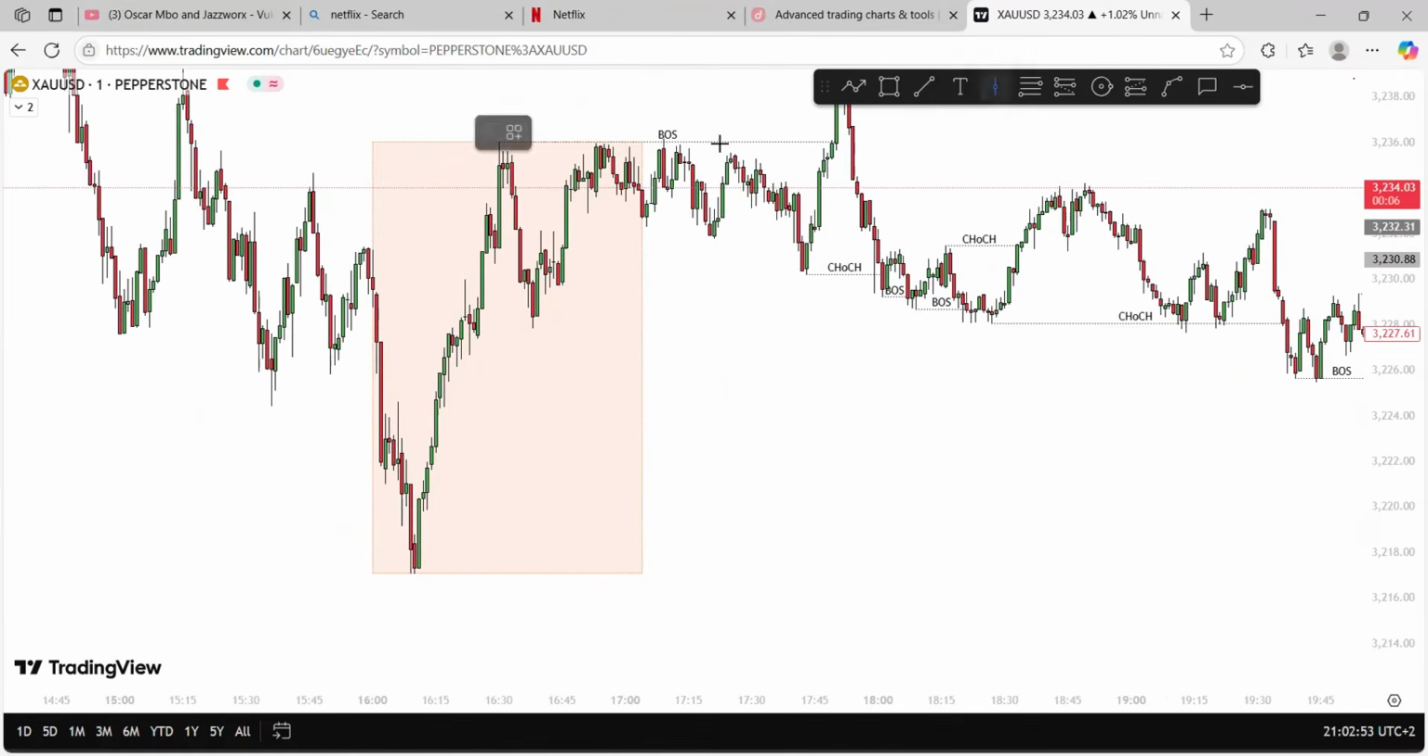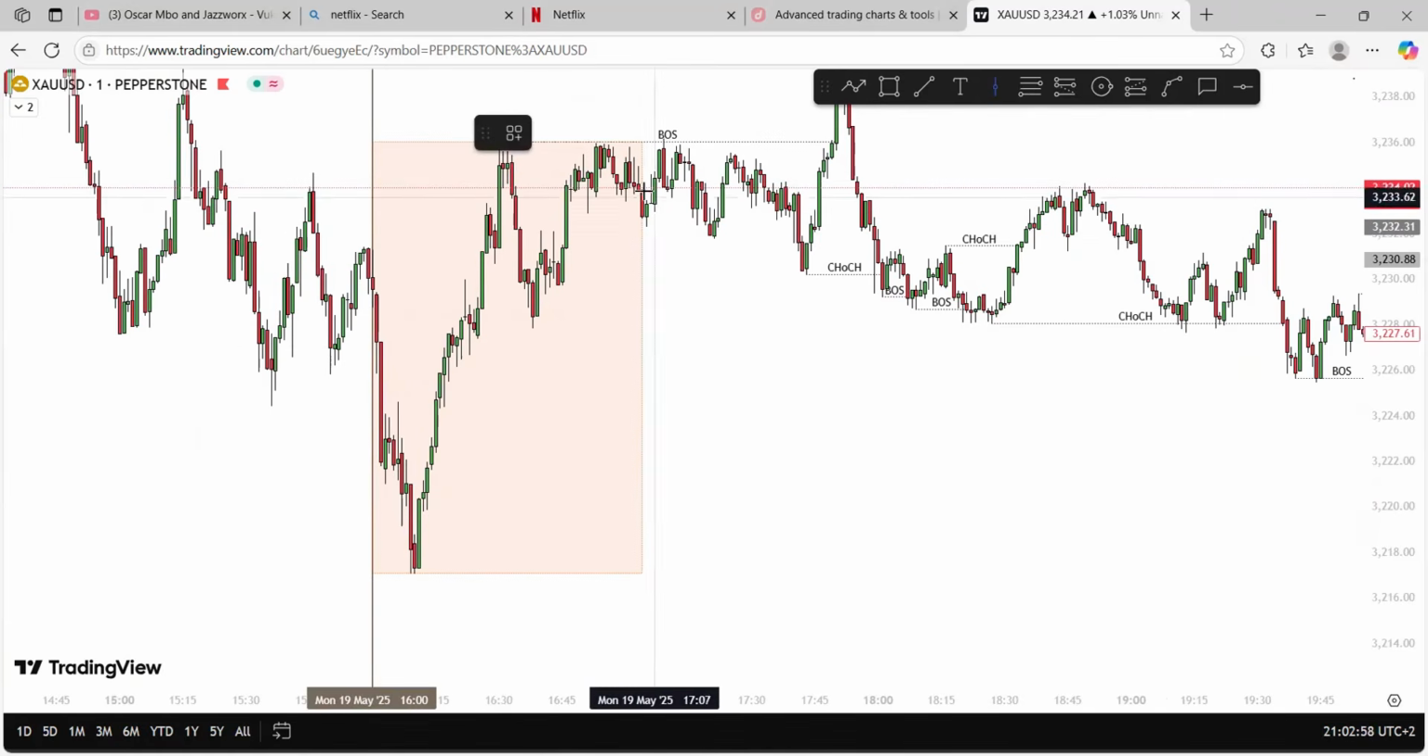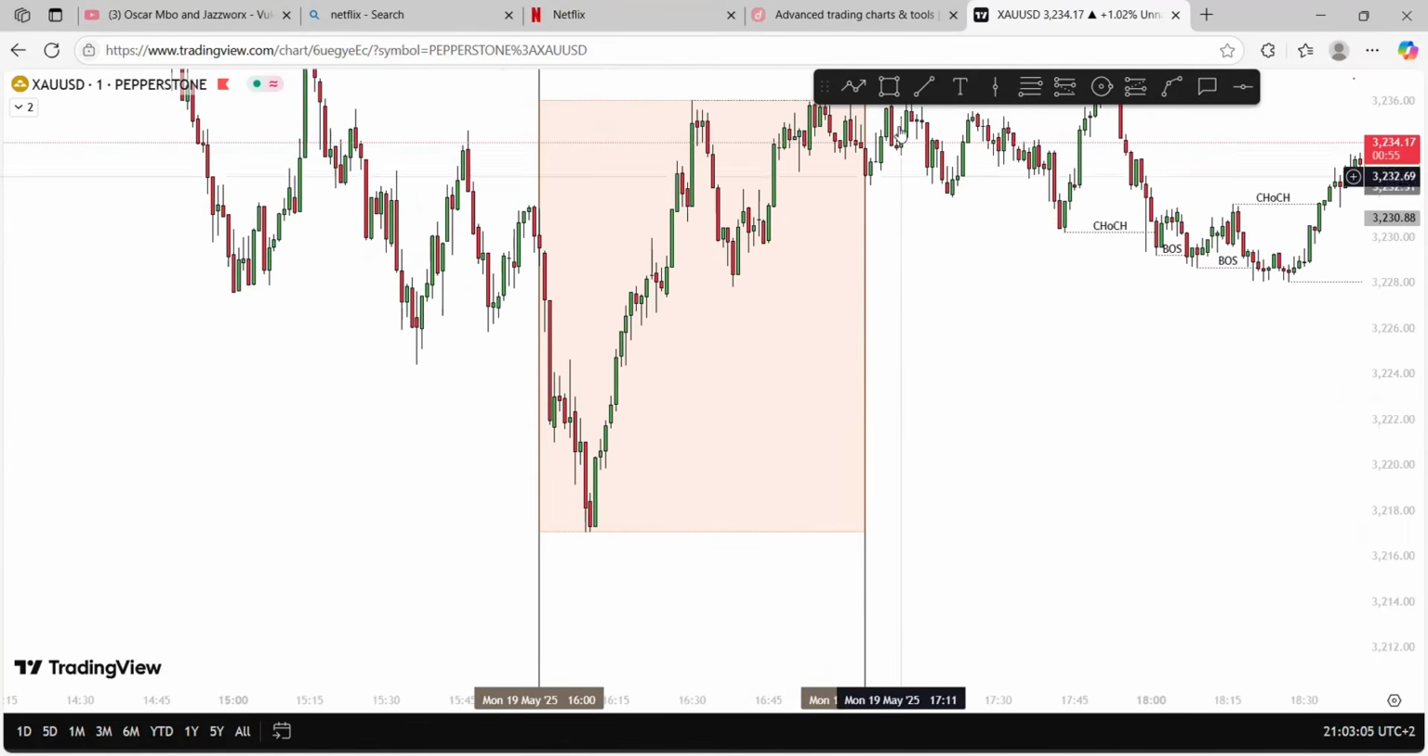On your New York session, you mark your 4 p.m. South African time to your 5 p.m. South African time. That's where you're going to look for your trades between these two times. What do we have over here? We have a break of structure to the downside. Then a liquidity sweep with imbalance. As you can see, this is an inversion. If you know what an inversion is, IFVG is the inverted fair value gap.